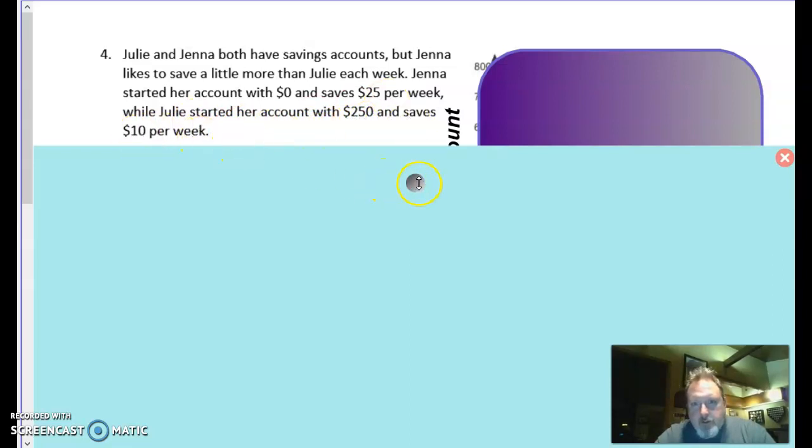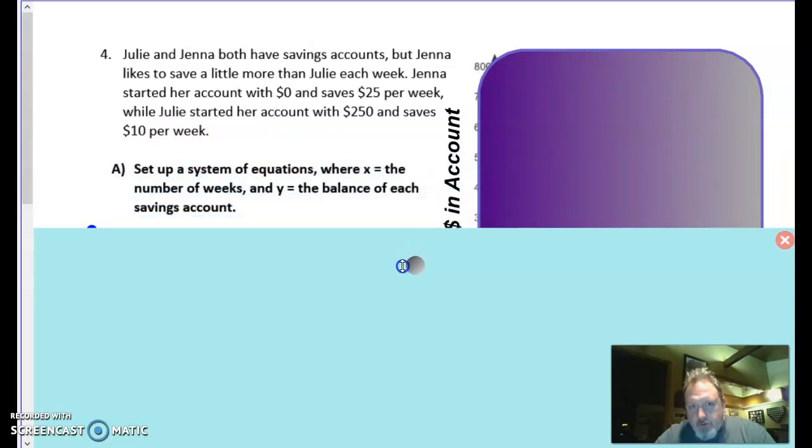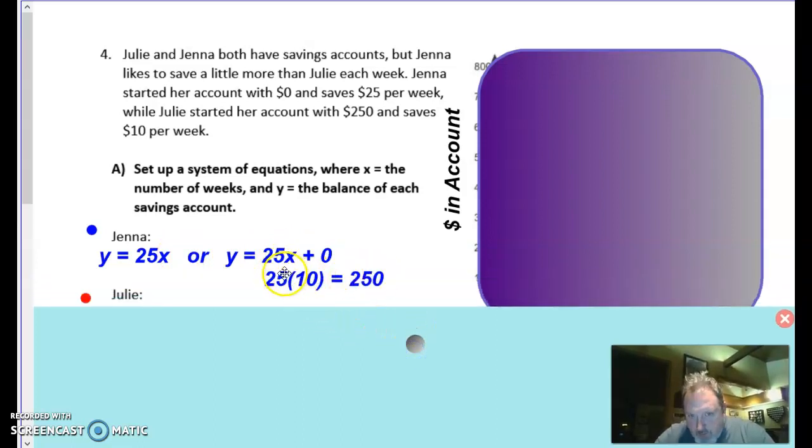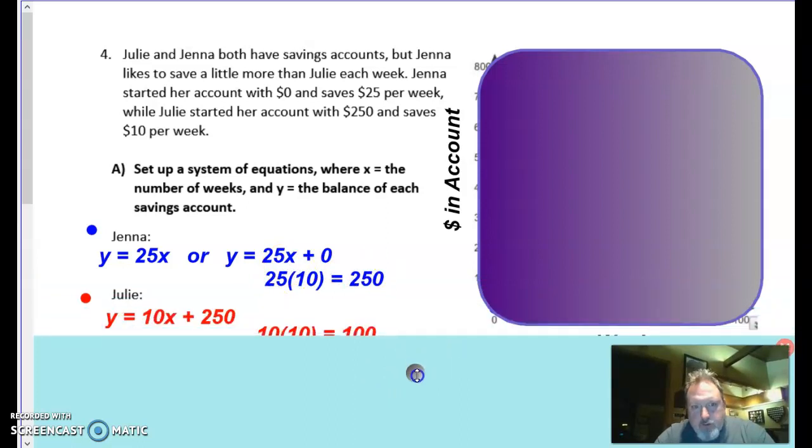So first thing we're going to do is write our equations. So if we go back to Jenna here, she started with $0, but she's saving $25 per week. So we can write it like this, or you can write it as y equals 25x. We don't need to write the plus 0, but that just shows either one that she started with no money in her account and adding $25 a week. I'll come back to what this means here in a second. Julie is saving $10 per week, and she started with $250.